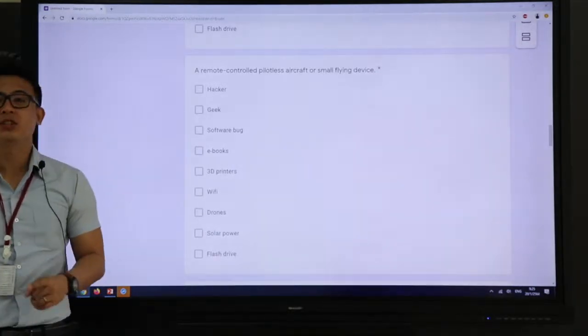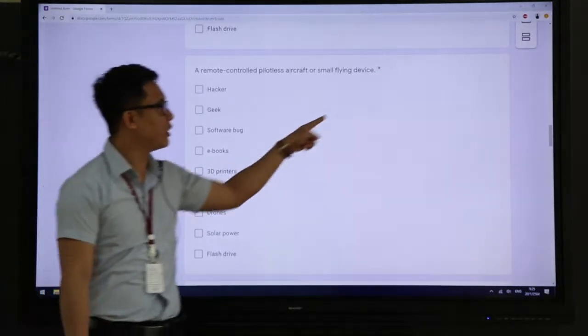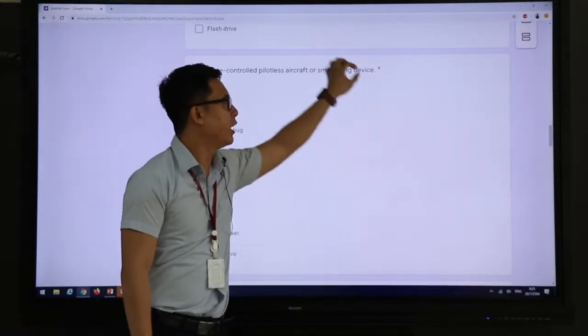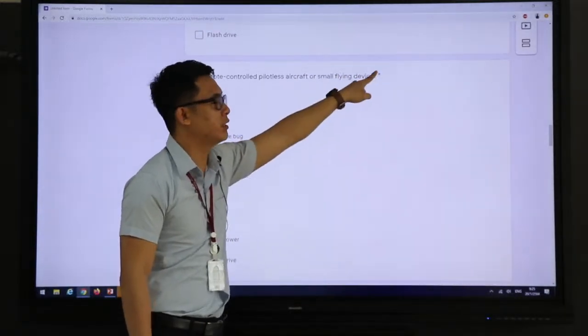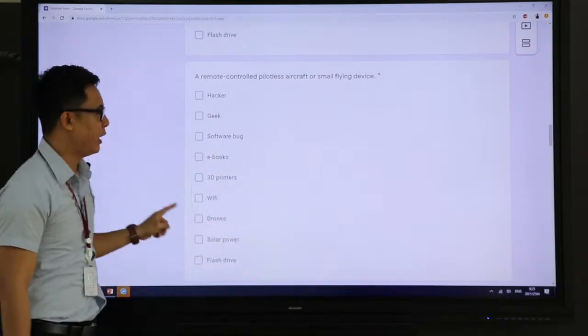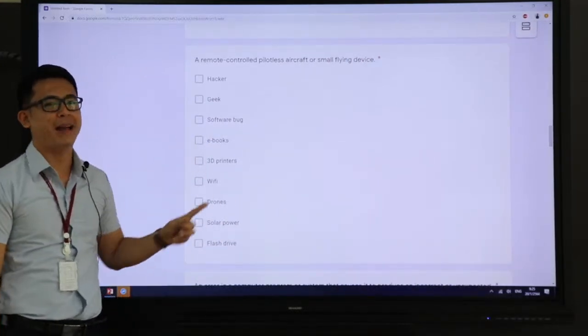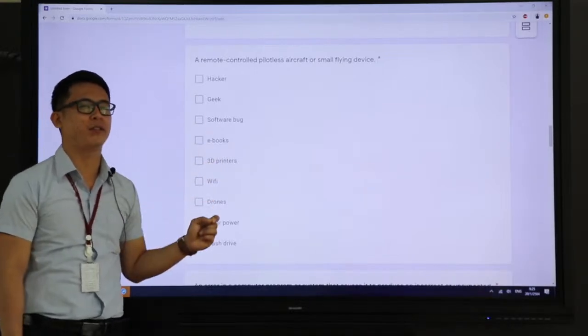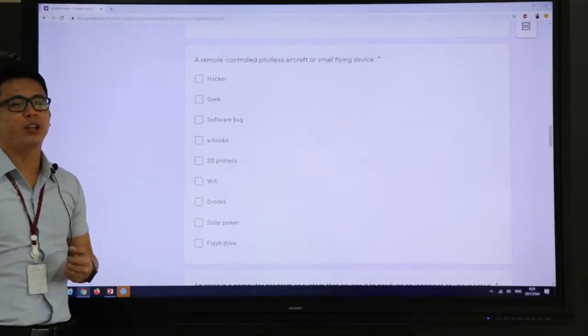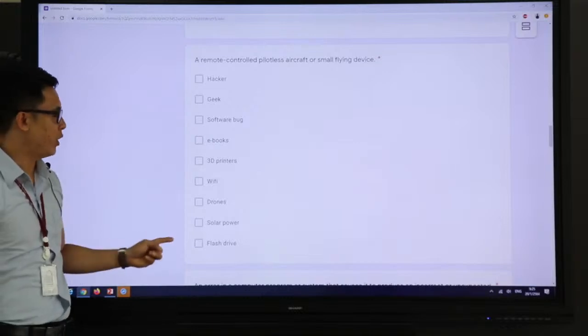Make sure to please click. As you can see here, if you see this icon right here, there's a red mark, meaning it's a requirement. You cannot submit the answer without passing through this. If you don't answer this one, you cannot submit your answers. Okay, next one.